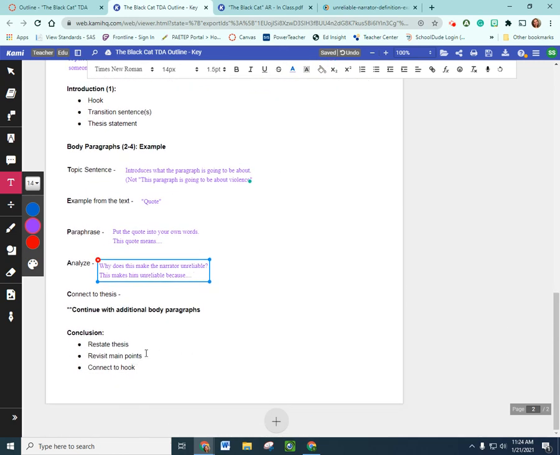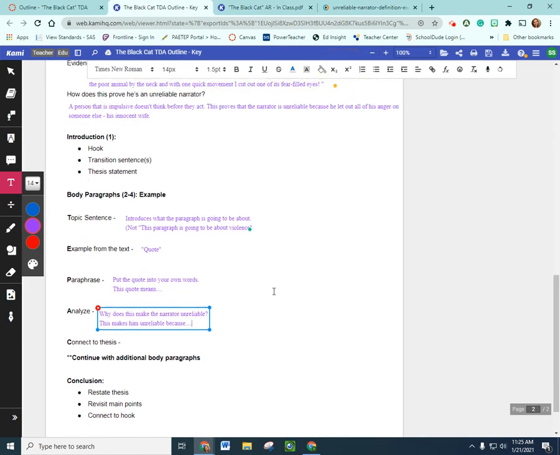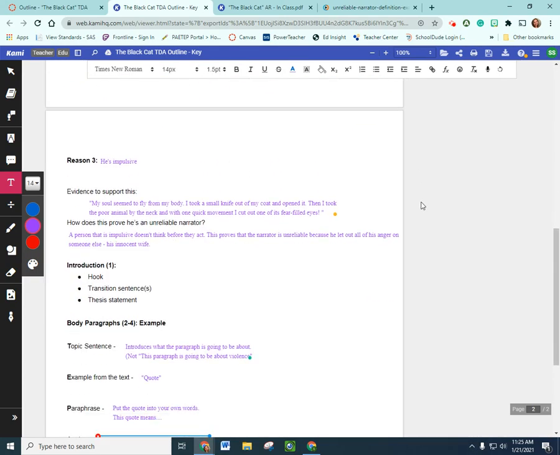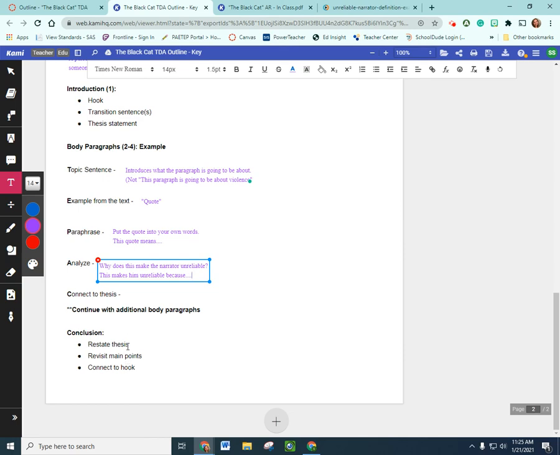Okay. Your conclusion, very similar to your introduction, kind of reversed. So you're restating your thesis. If you want to start your conclusion with your thesis statement, that's okay. With the copy and pasted, that's fine. You'll revisit your main points. You'll talk about him being an alcoholic, easily angered and violent, impulsive. And then you're making a connection back to your hook. So whether it's that quote or narrative or question, you tie back to that. You don't copy and paste it. You just make a connection back to it.